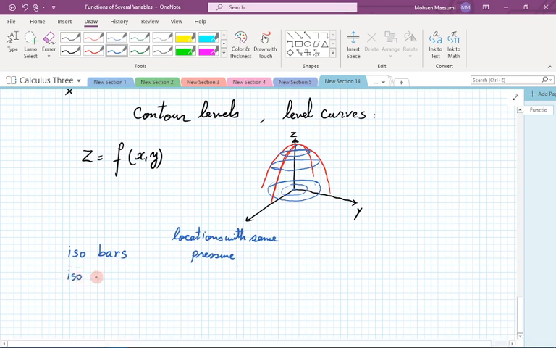Sometimes you are going to look at so-called isotherms. It means the temperature is the same. So you're going to see a lot of these things in your thermodynamics. In electricity and magnetism, similar concepts are used. They call it over there equipotential. It means the potential energy is the same.